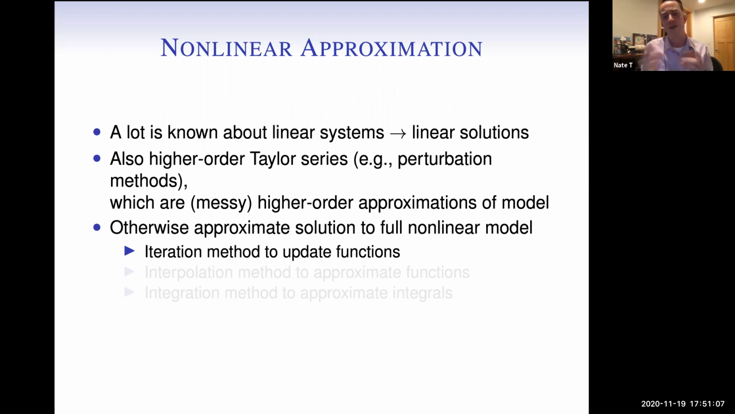The first one is iteration. So we're solving for a function, and we're going to do it recursively, or iteratively, I should say. We're going to have a guess for the function, and then we're going to update it with some information that we got and see if that function can converge to the final approximate solution.